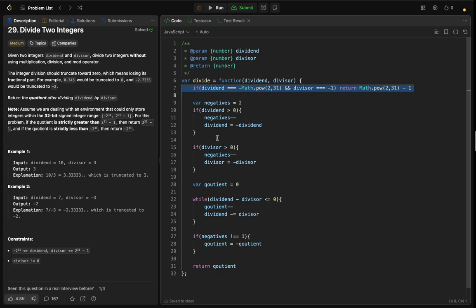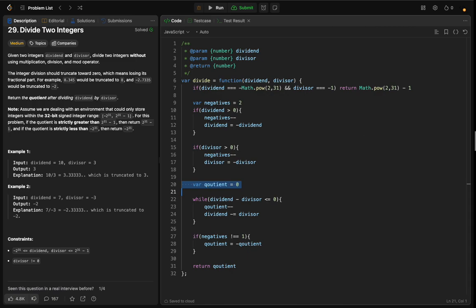And after that, we have this section. We try the conversion to negative. So both dividend and divisor need to be converted to negatives for consistency in the subsequent steps. The code counts the number of negative signs in the negatives variable. If the dividend is greater than zero, it is converted to the negative value and the negatives is decremented by one. In the same meaning, if the divisor is greater than zero, it is converted to a negative value, and negatives is decremented by one. After that, we initiate a quotation. The quotation variable is initialized to zero, and it will store the result of the division.